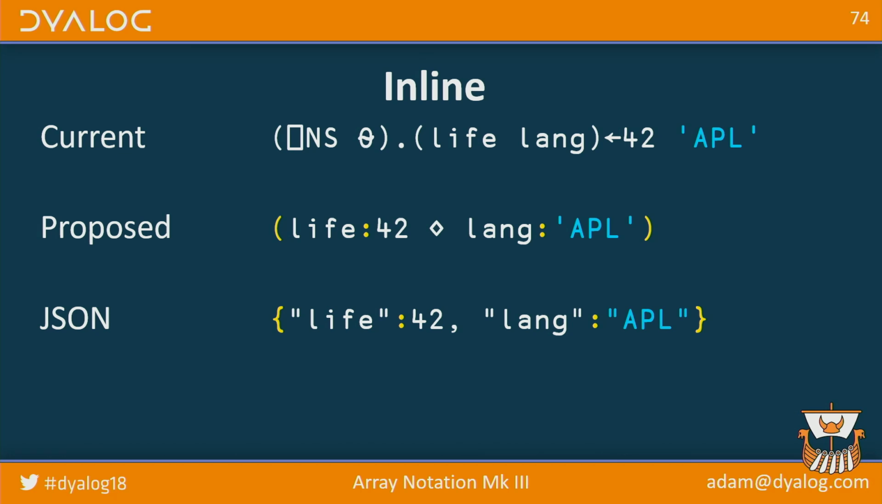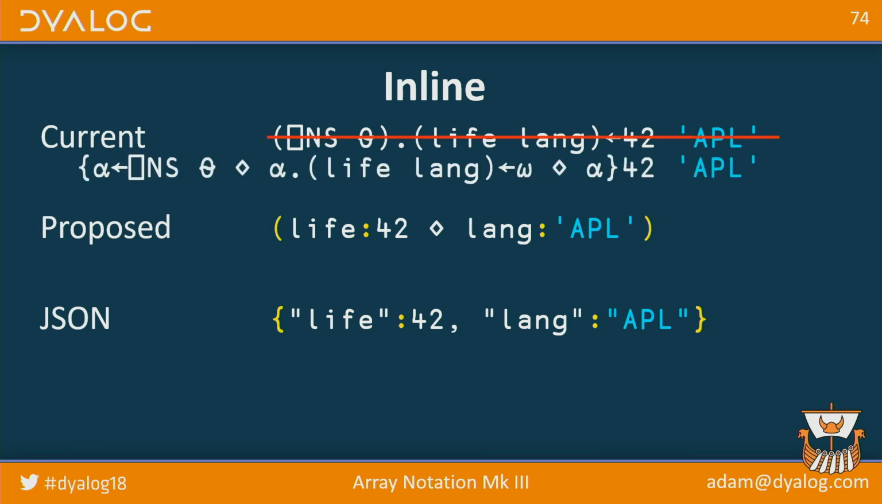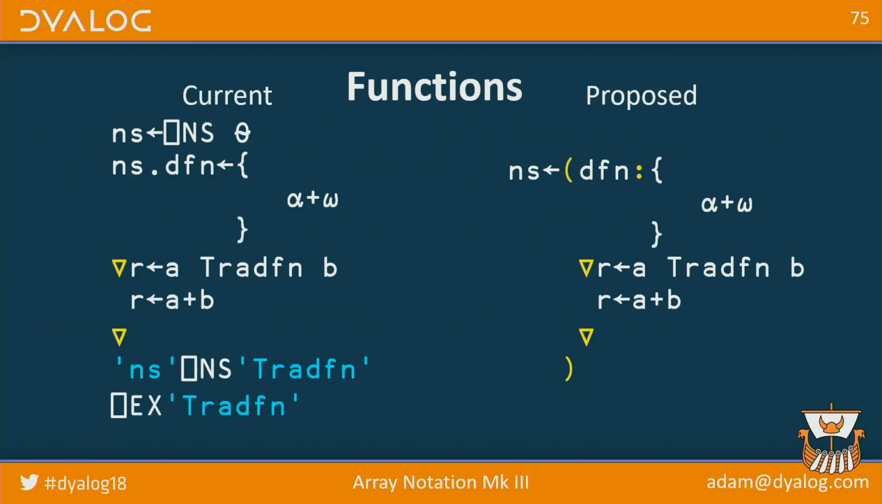result of an assignment is a pass-through value, whatever's on the right of the assignment. So that will give you 42 APL. So really, you have to write this in order to get the actual namespace back. That's really awkward. So I'll go a little bit more in depth on that in a moment.